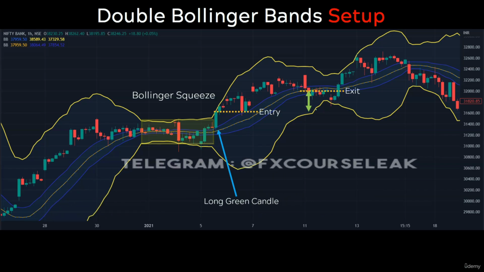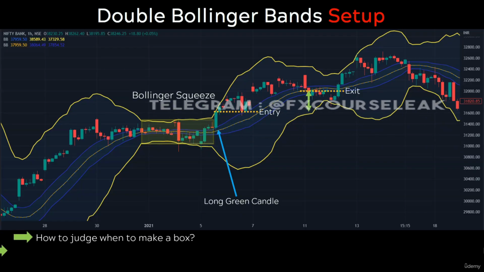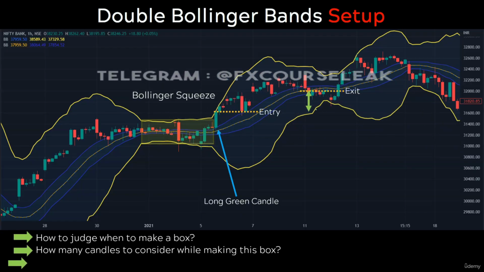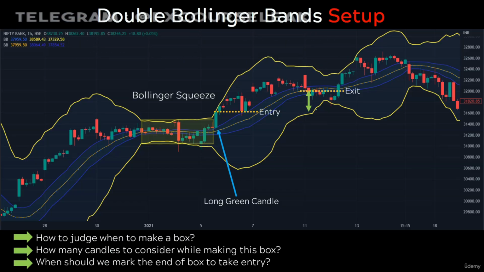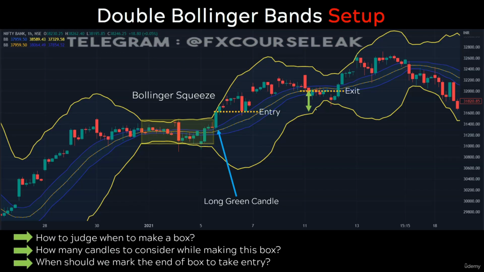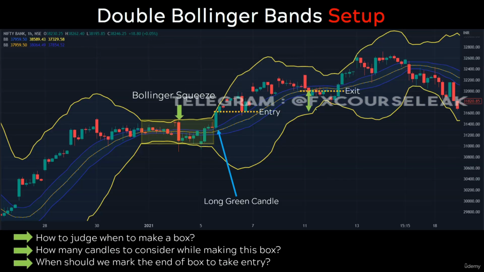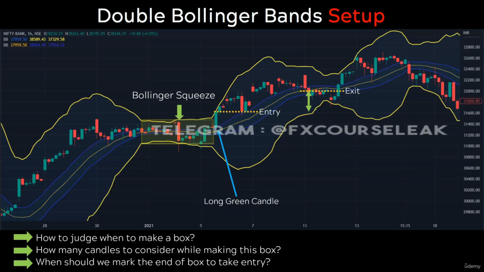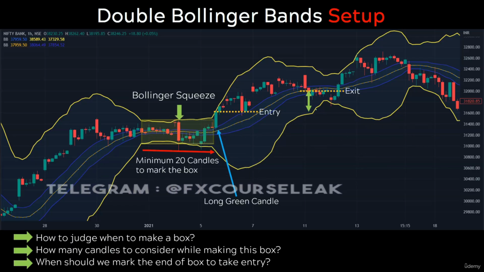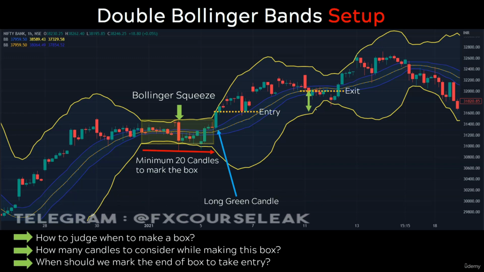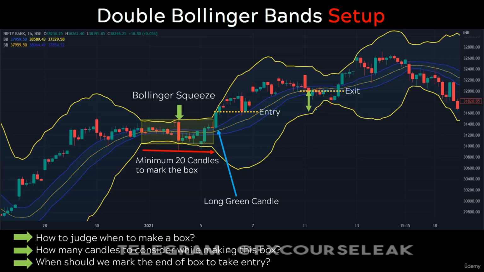Now, some questions must be arising in your mind: how to judge when to make a box, how many candles to consider while making this box, or when this box ends, so that we can consider our breakout candle. We could have made our box till this big red candle as well and then taken it as a breakout, isn't it? So friends, the simple thumb rule you can use to make this box is to include minimum 20 candles from the start of the squeeze. While backtesting, I have found that 20 candles is a sufficient price action for making this breakout box.